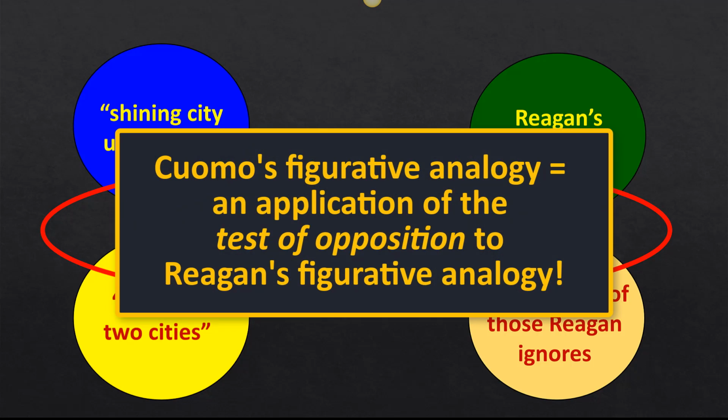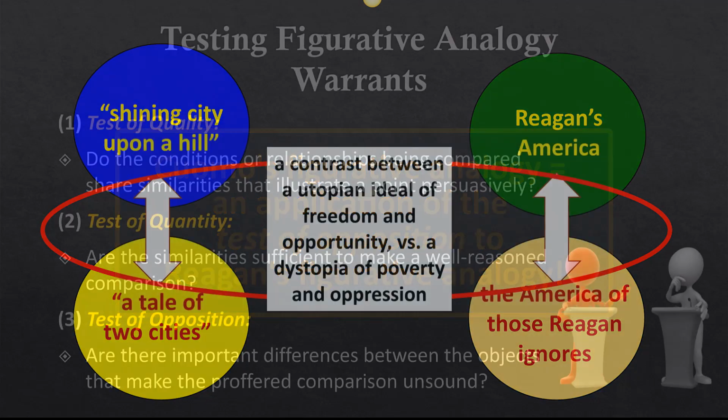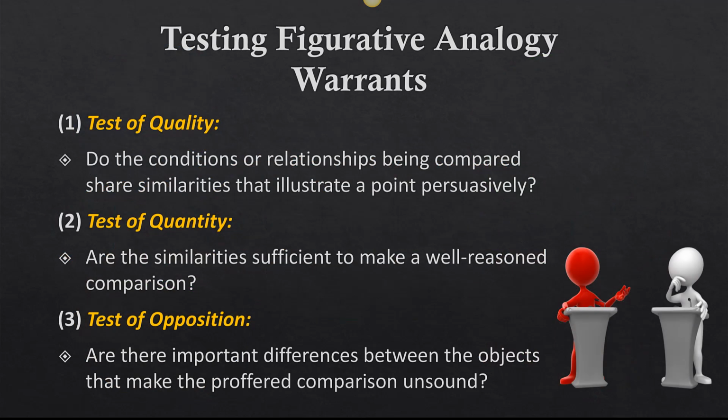What he's saying is that Reagan's analogy of using the shining city upon a hill to talk about what America is to its citizens and the rest of the world actually doesn't pass the test of opposition because there are important exceptional circumstances. Not everybody within the city is actually shining, right? Not everybody is prosperous. Not everybody is experiencing the fruits of freedom. So when we're talking about figurative analogies, in many ways, the tests of quality, quantity, and opposition are going to operate exactly the same way as they might when we're evaluating a warrant of parallel case.